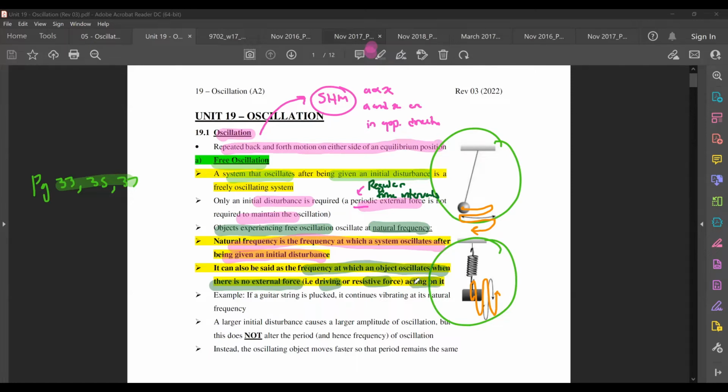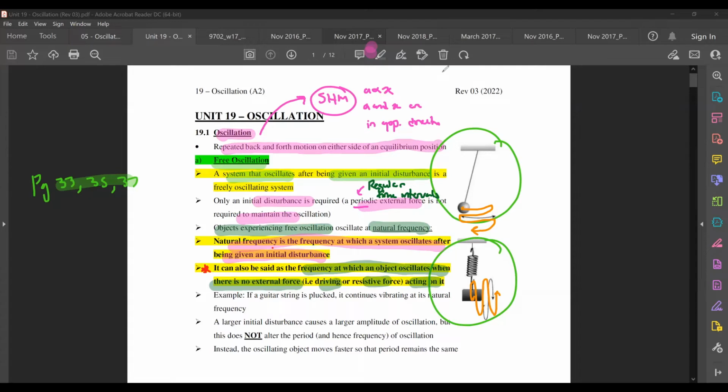Okay, so the second definition is actually the one that the marking scheme uses more often. The first one is not something that I've seen in the marking scheme, but it helps people to understand it better. Okay, but for definitions, I would suggest you use the second one. All right, it is the frequency at which your object is oscillating when no force acts on it. Neither driving force, neither resistive force.